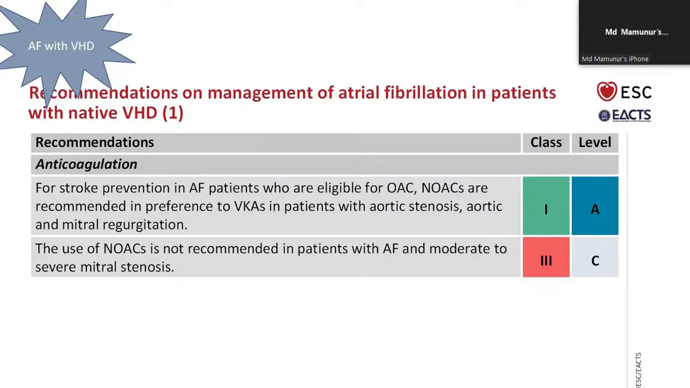Now, atrial fibrillation with valvular heart disease, and regarding anticoagulation, ESC advises for stroke prevention in a patient who is eligible for oral anticoagulant, the newer oral anticoagulants are preferred over vitamin K antagonists in patients with aortic stenosis, aortic regurgitation and mitral regurgitation, but not for mitral stenosis. It's a class 1 indication. Use of newer oral anticoagulants in a patient with mitral stenosis is a class 3 indication, so it should not be done.